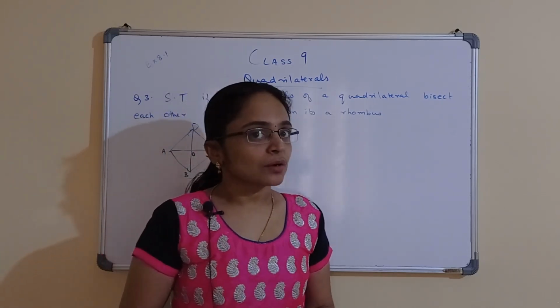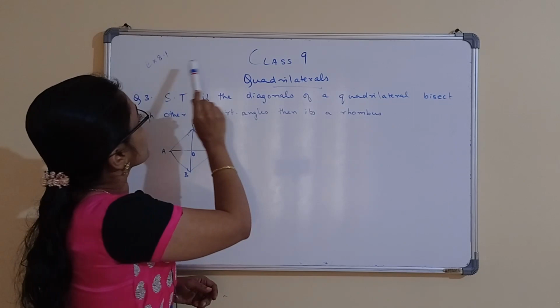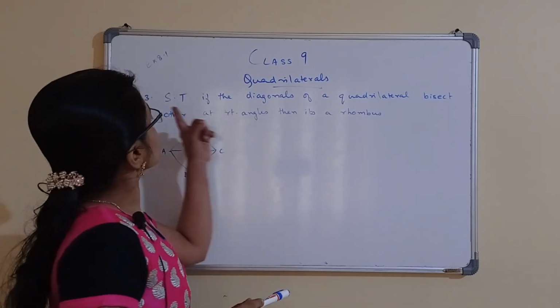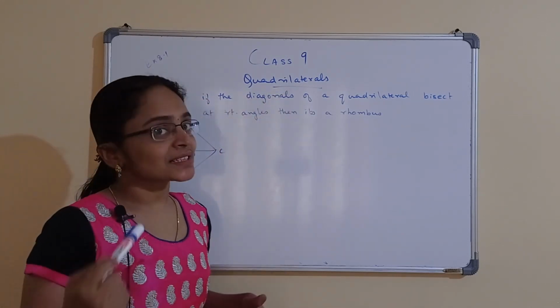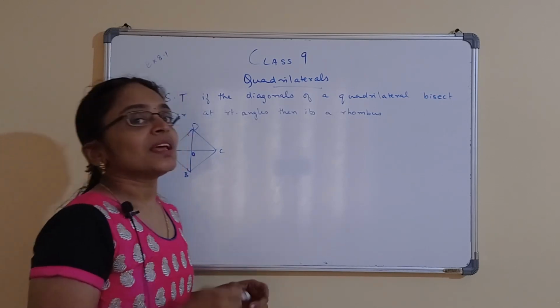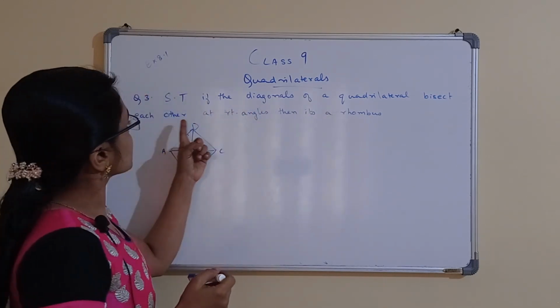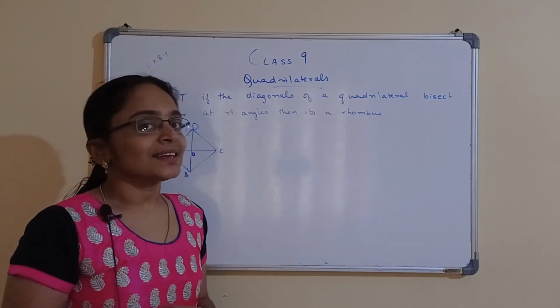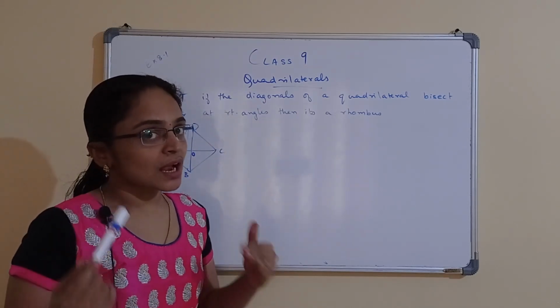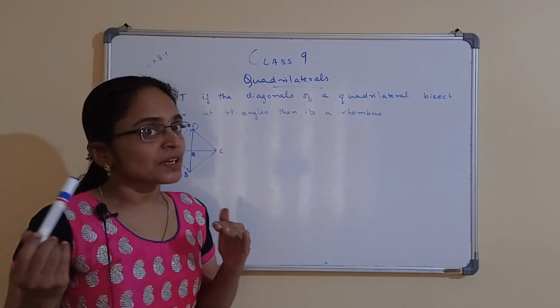In this class, we are going to discuss question number 3 from exercise 8.1 from the chapter Quadrilaterals. This class is for class 10. The question is, show that if the diagonals of a quadrilateral bisect each other at right angles, then it is a rhombus.